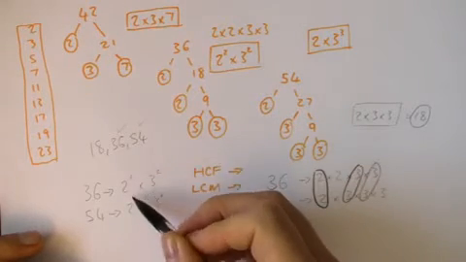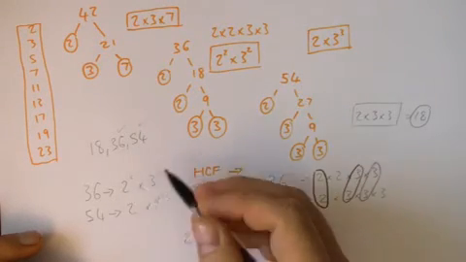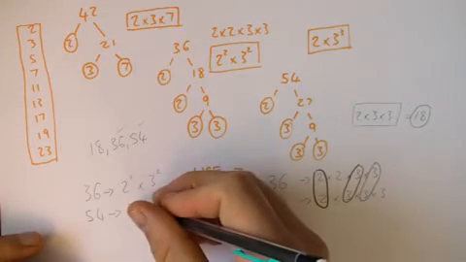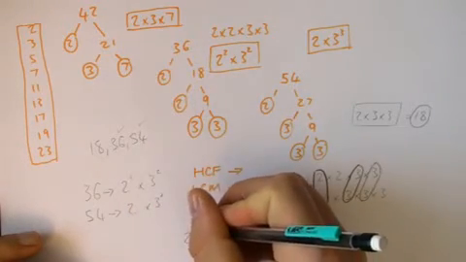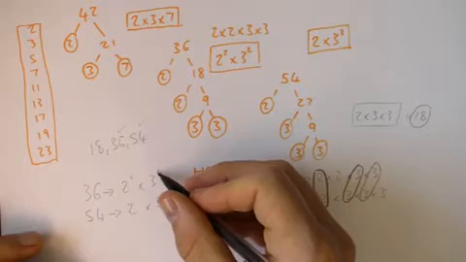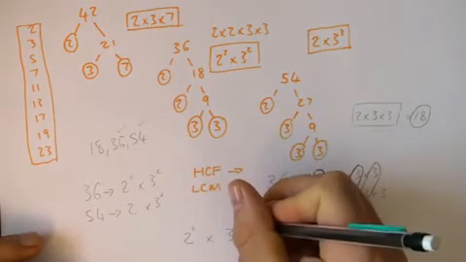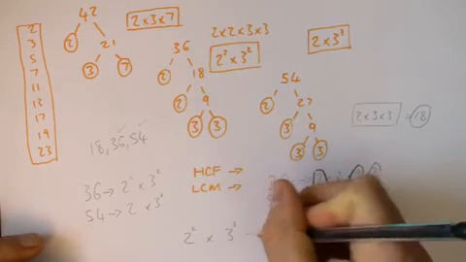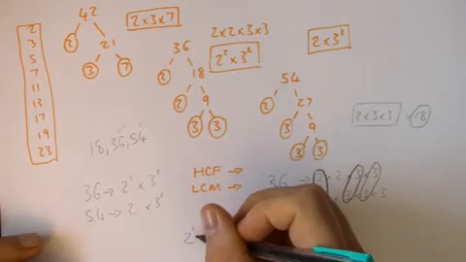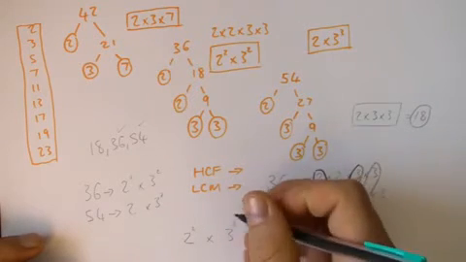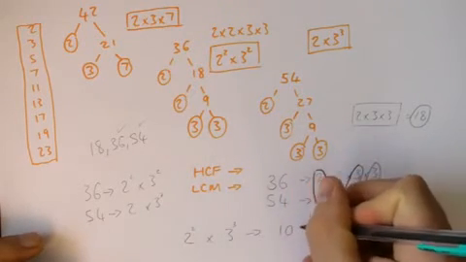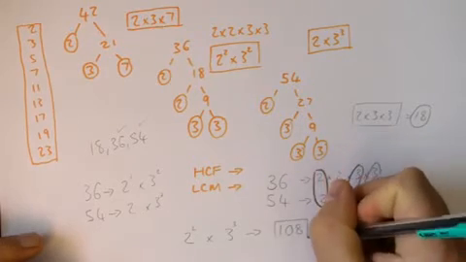And we've got to look at what highest power they've got in both lists in total. For the 2, I've got a choice of 1 or 2, so I have to use the highest one, which is 2. For the 3, I've got a choice of squared or cubed, so it's cubed. This will now give us the lowest common multiple. 2 squared is 4, 3 cubed is 27, so the lowest common multiple is 108.